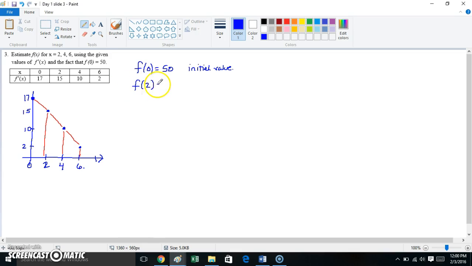F of 2 will be equal to that initial value plus the area under the curve from 0 to 2 of f prime. Okay, so when I look at that, I'm going to say 50 plus the area of that trapezoid. So 1/2 times the height, which is 2, times the sum of each base, which is 17 plus 15. Okay, that's 50 plus 32, or 82.